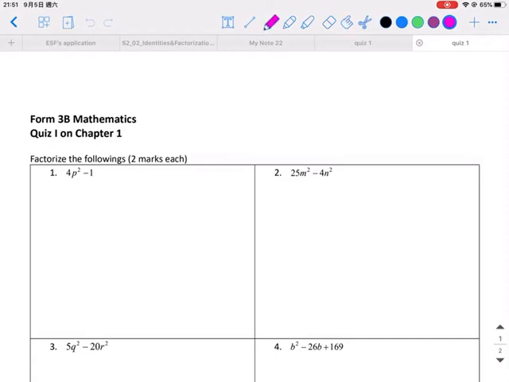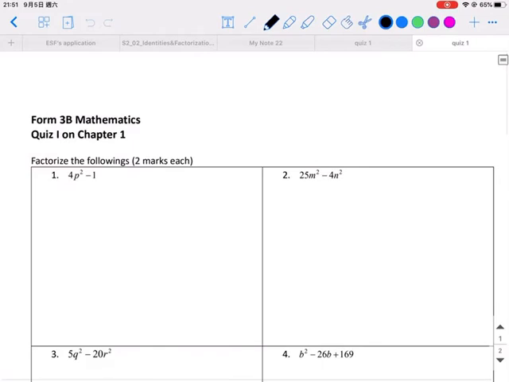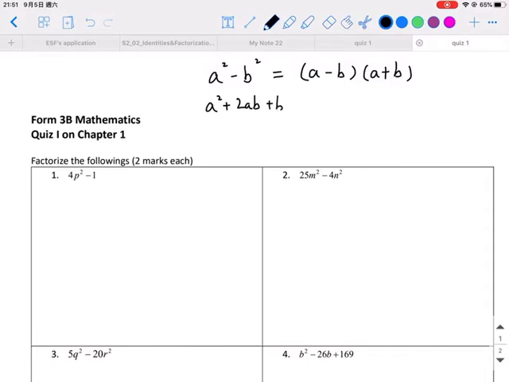Version of the quiz 1, of chapter 1. You still remember there are some identities you need to remember. The first one is a squared minus b squared, which is equal to a minus b times a plus b. The second one is a squared plus 2ab plus b squared, equal to a plus b squared. And the third one is a squared minus 2ab plus b squared, which is equal to a minus b squared.